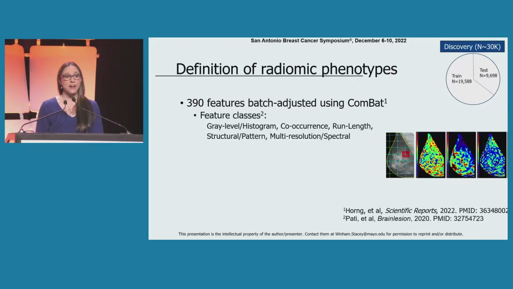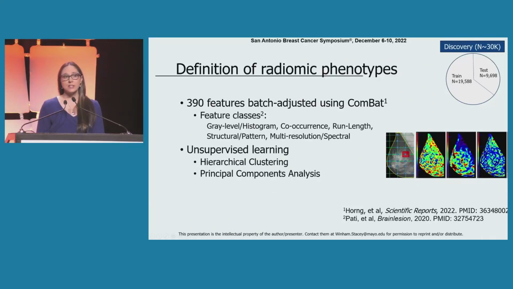So when it came to defining these radiomic phenotypes, we extracted 390 parenchymal features from 5 high-level feature classes: the gray level, co-occurrence, run length, structural, and multi-resolution texture features. We batch adjusted these features to remove technical artifacts, and then we computed these features at lattice points across the breast. And then we summarized the features across those lattice points using measures like the mean, median, standard deviation.